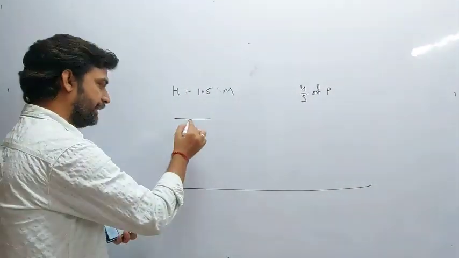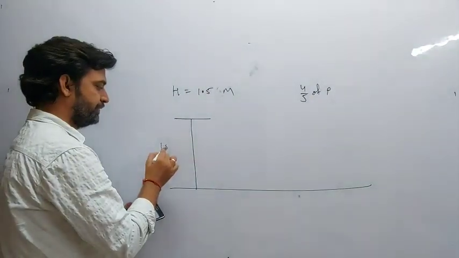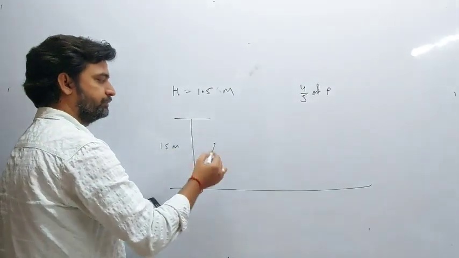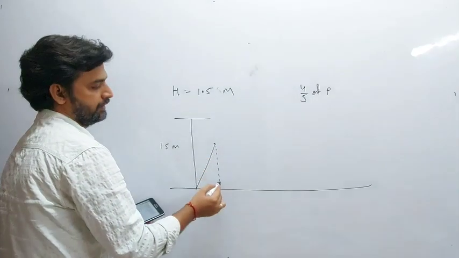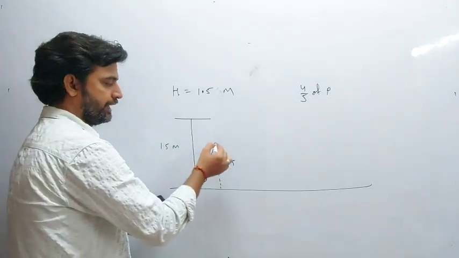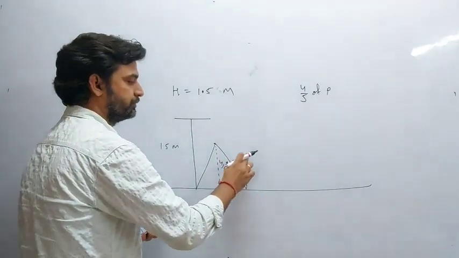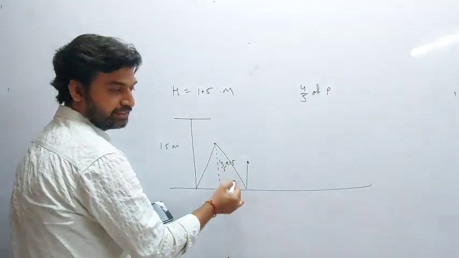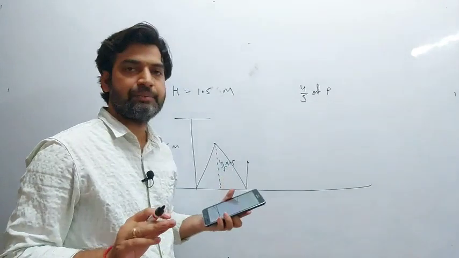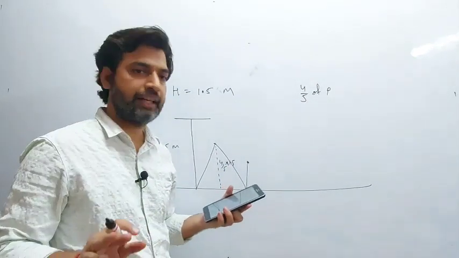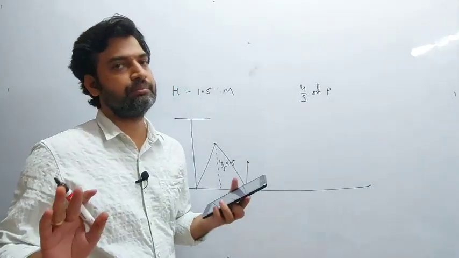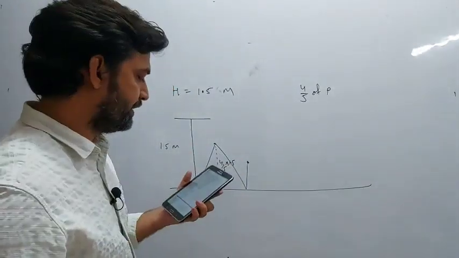Drawing the diagram. Initial height is this one, 1.5 meters. After that, the ball will bounce to 4/5 of this, which is 4/5 of 1.5. Again it drops and then goes to 4/5 of this height, right? It continues bouncing till the previous height is less than 50 centimeters. That means when the height is 50 centimeters, the ball stops bouncing. You need to find out how many times the ball bounces.